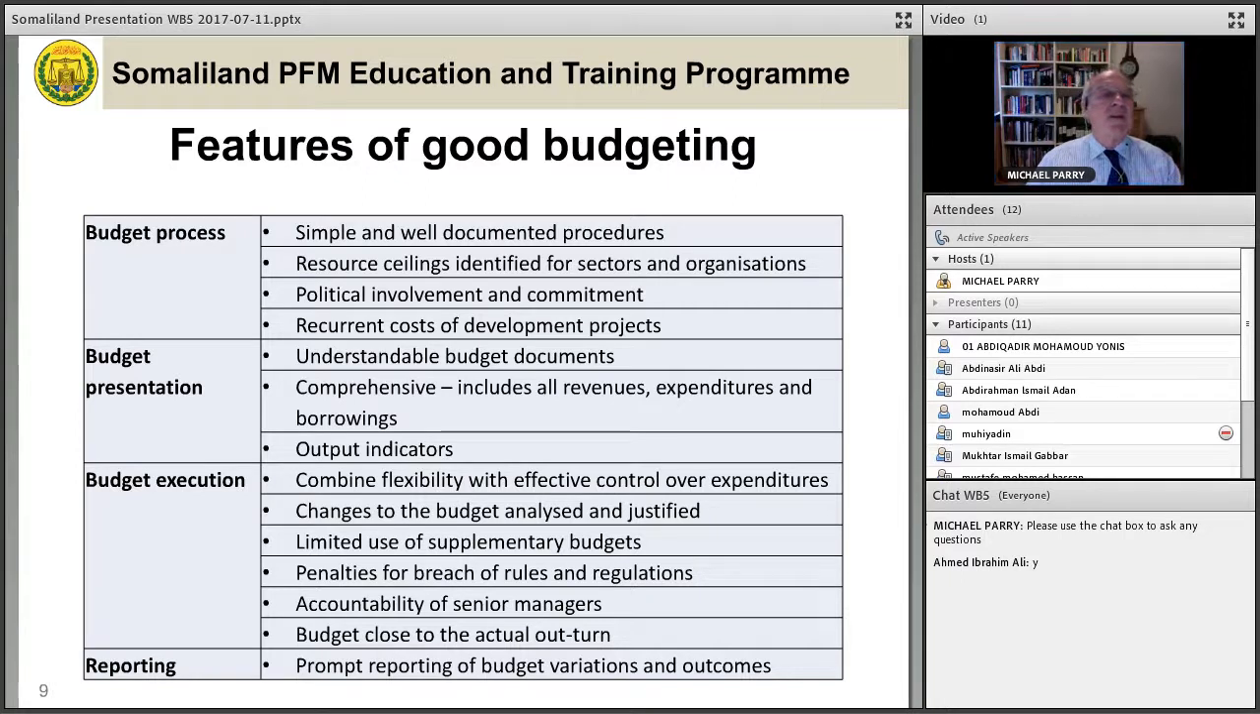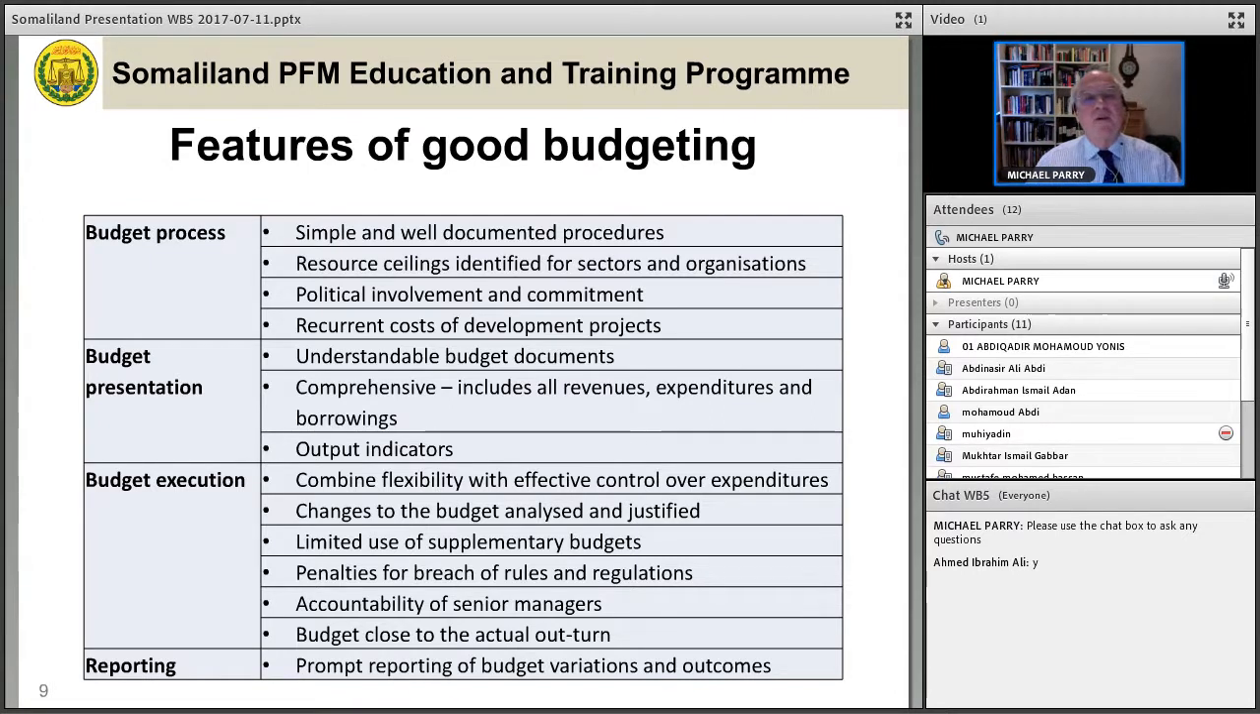Nobody should be in any doubt about how the budget process will work. There should be documentation setting it out very clearly. And secondly, the resource ceilings should be identified by sectors and organisations. Again, we said this is the result of your fiscal policy. You should say how much each ministry has to spend, and that should be clearly sent out to the ministry before they're asked to prepare their estimates.